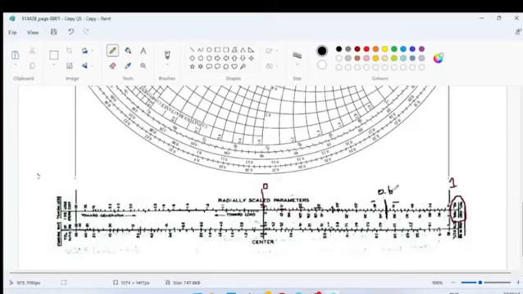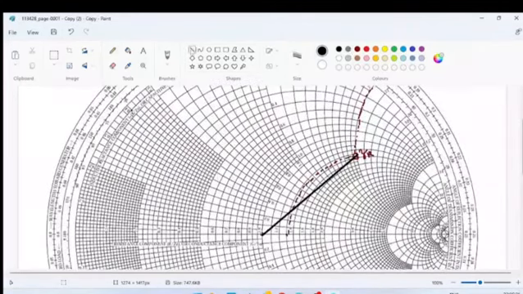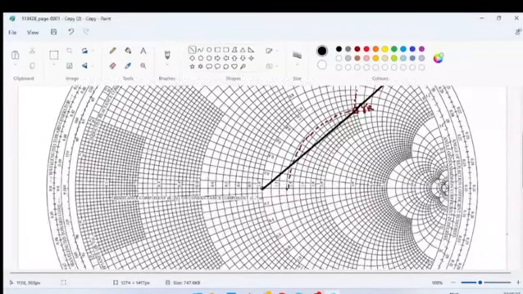Let me consider this point. Sorry, 0.3, 0.4, 0.5 and 0.6. Between 0.6 and 0.7 is the magnitude of the reflection coefficient. Similarly, we need to find out the angle. For the angle, what will you do? You try to extend this out to the outer side of the Smith chart.